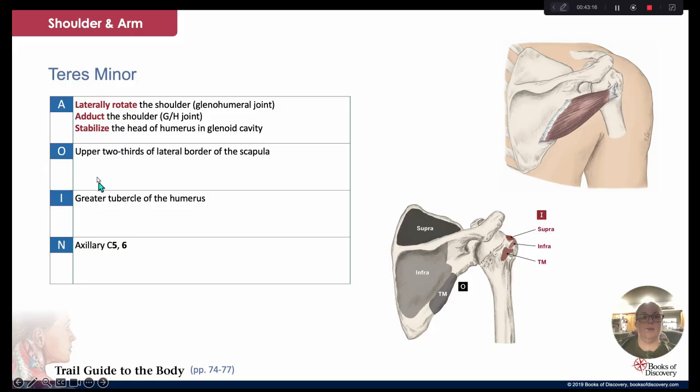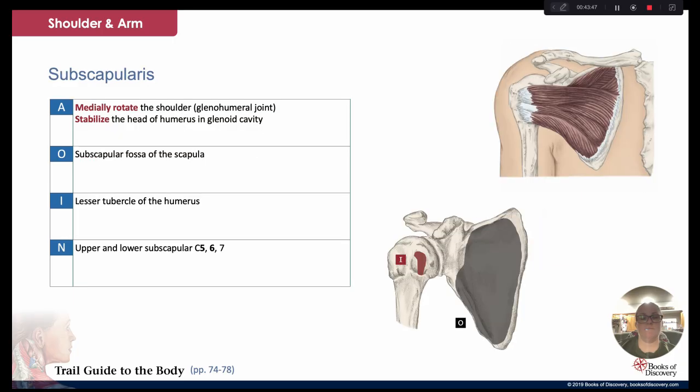It originates on the upper 2/3 of the lateral border. Break that down. Here's the lateral border. If you look at the upper 2/3, and it's going to run across and connect again on the greater tubercle of the humerus. So all these muscles are going to be connected on this side. All on this side, you don't go past the bicipital groove. They're all before that. Before, if you were looking at the back of the body, not to confuse you.